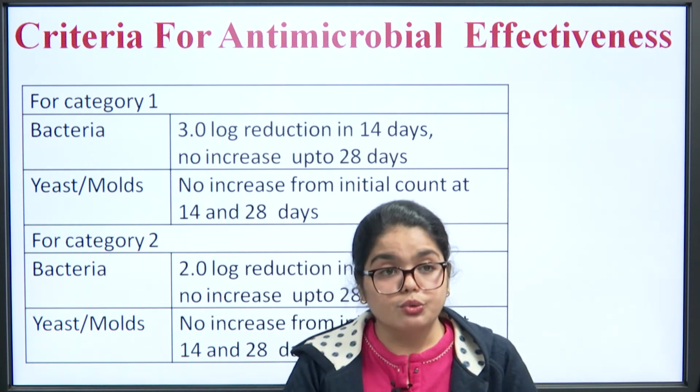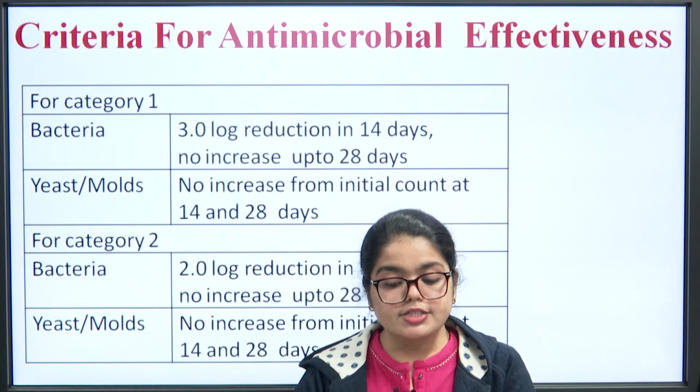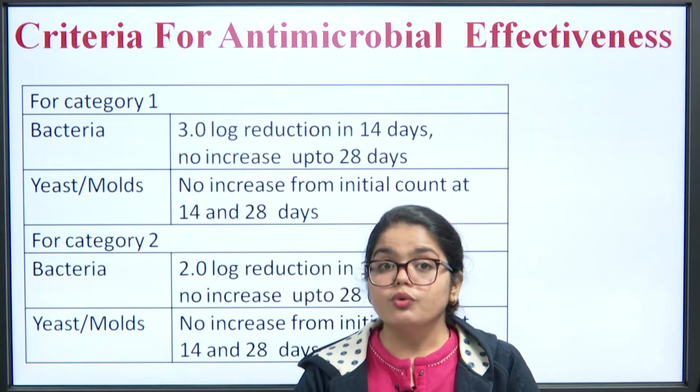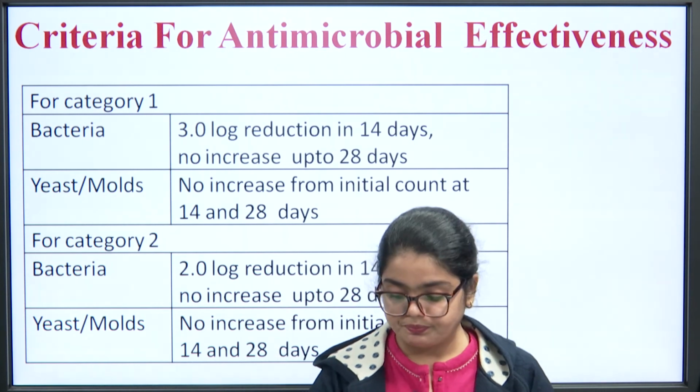Then comes category 2, for bacteria, a 2 log reduction in 14 days. There should be a reduction of 2 log cycles or 2 log phases within 14 days, and there should be no increase up to 28 days. Then for yeast and mold, there should be no increase from the initial count at 14 and 28 days. There should be no new microbe developing at 14 up to 28 days.